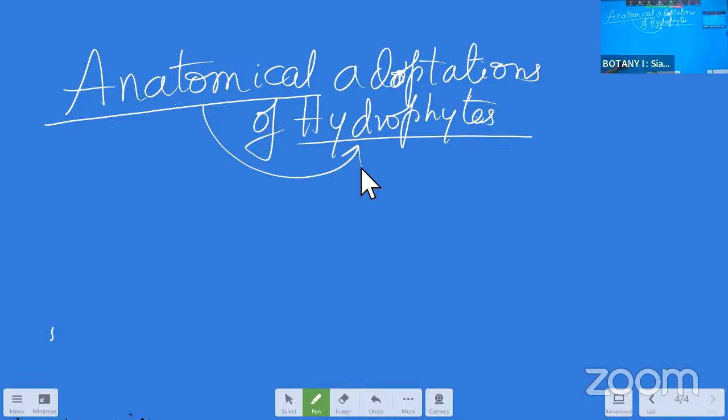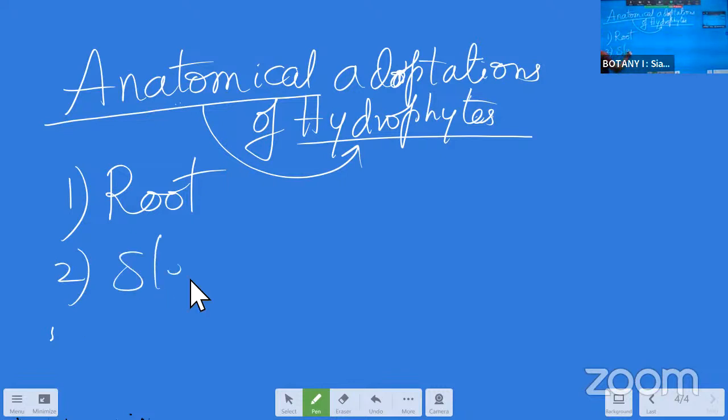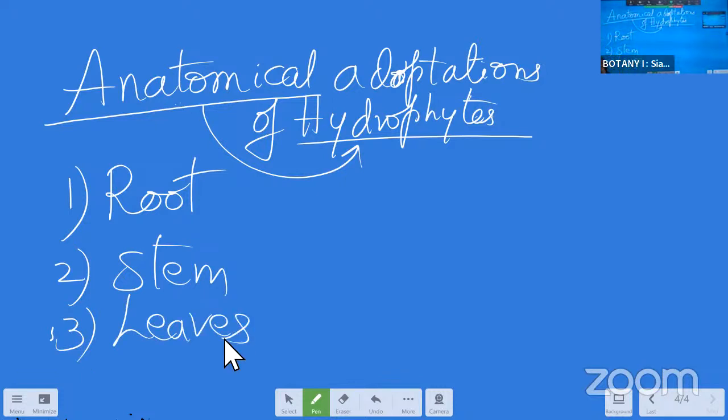So first, divide this into 3 different parts of the plant body. What are the 3 different parts in the plant? Root, stem, and the leaves. Based on that, it will be good to write about the anatomical adaptations. So what happens in the root cells, in the stem and in the leaf cells? If you have an idea together, then you can write it very easily.